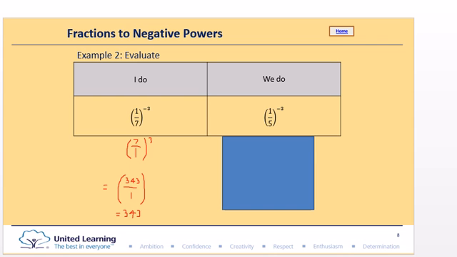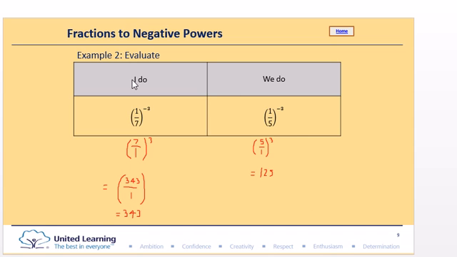From here, we raise 7 and 1 to the power of 3. So 7 to the power of 3 gives me 343. 1 to the power of 3 gives me 1. So we have 343 over 1, or 343. Please pause the video here and allow a couple minutes to try the we do by yourselves. We'll go through it together in a moment.